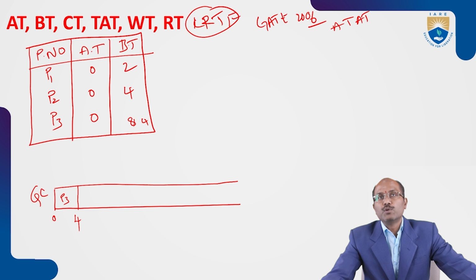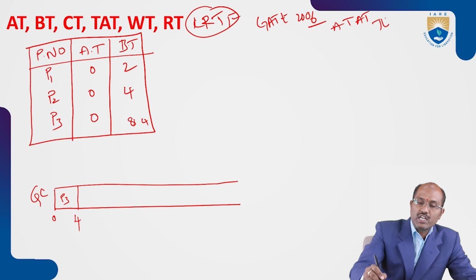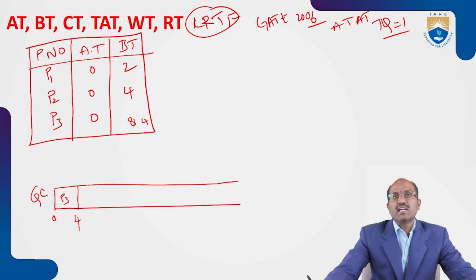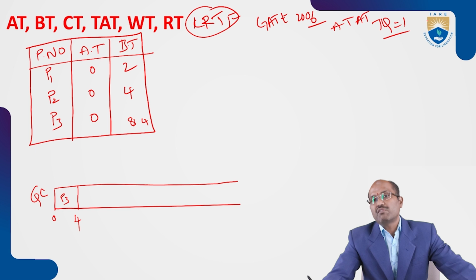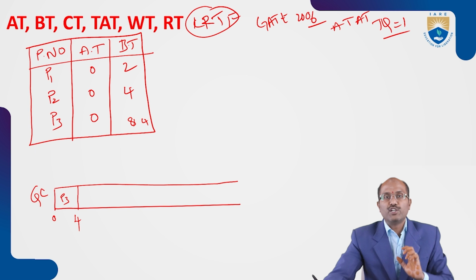So now P2 and P3 get a chance to execute. In longest remaining time first, the time quantum should be 1, meaning every process executes 1 unit of time only. That is the time slice, a very important factor in longest remaining time first. It executes 1 unit of time, then it can switch to the next process. So it is a completely preemptive scheduling algorithm. LRTF, the longest remaining time first algorithm, is a preemptive scheduling algorithm.